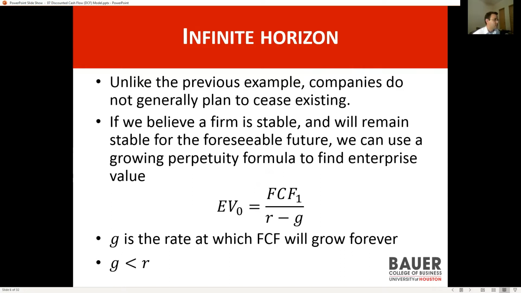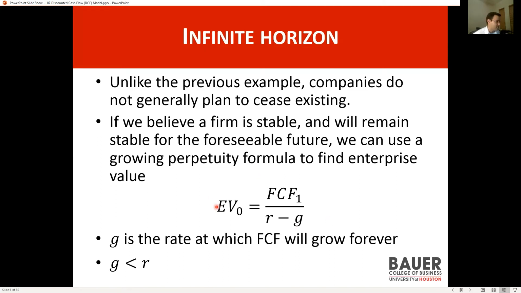Well, if you think that the firm is stable and you think that it's going to stay stable into the foreseeable future, then one simplification you can do is to treat the company as if it's a growing perpetuity. You think that those cash flows from operations are going to grow at a constant rate as far as you can tell. We have a formula to do that. We have the growing perpetuity formula right here.